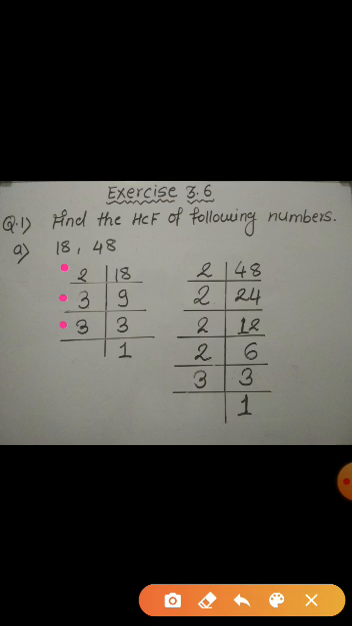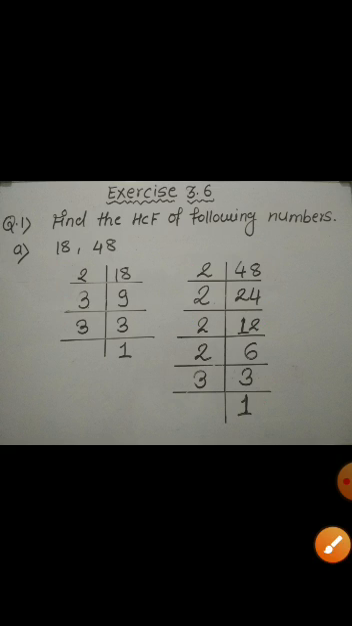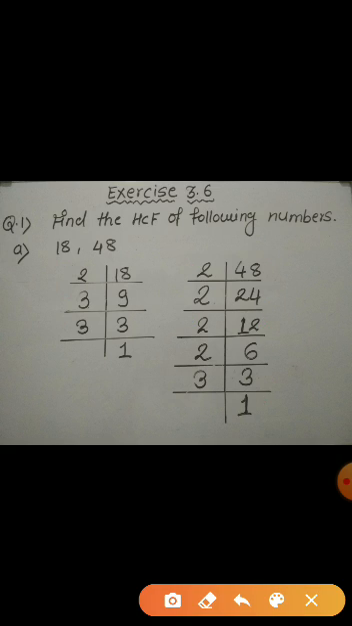Similarly, we can find out the prime factors of 48 by the same method. Again, we start with the smallest prime factor. So when I divide 48 by 2, I get 24. 24 divided by 2 gets 12. 12 divided by 2 gets 6. 6 divided by 2 gets 3. And 3 is a prime factor which is divisible by itself. So 3 divided by 3 gets 1. So what are the prime factors of 48? The prime factors of 48 are 2 into 2 into 2 into 2 into 3.